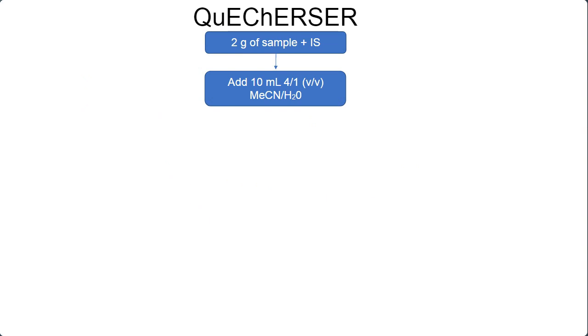So we take 2 grams of sample and we add internal standards, isotopically labeled internal standards. After that, we add 10 milliliters of 4:1 volume-to-volume acetonitrile-water. So here I want to draw your attention to the ratio. In QuEChERS, we had a ratio of 1 gram of sample to 1 milliliter of solvent.